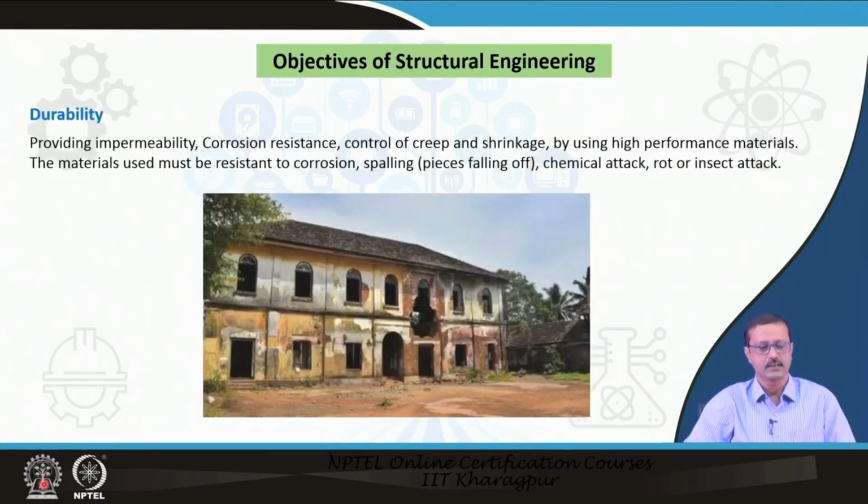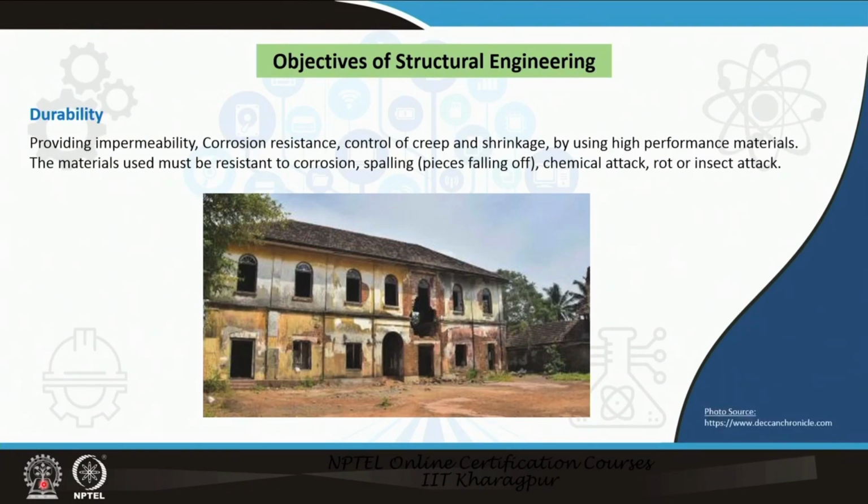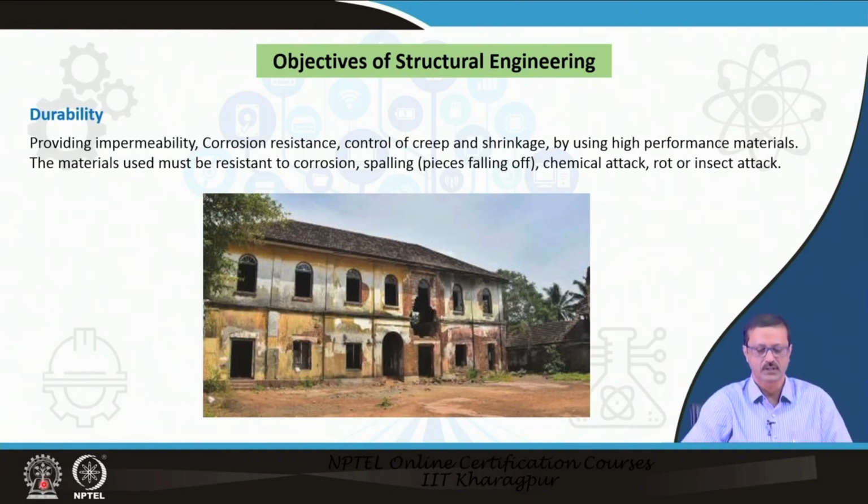Then definitely there are durability criteria also. You will design a structure for 80 or 100 years or so. So, you have to see how much resistance it has to corrosion. Creep and shrinkage are the kinds of ageing phenomena which come when the material is getting old and reduces its strength.